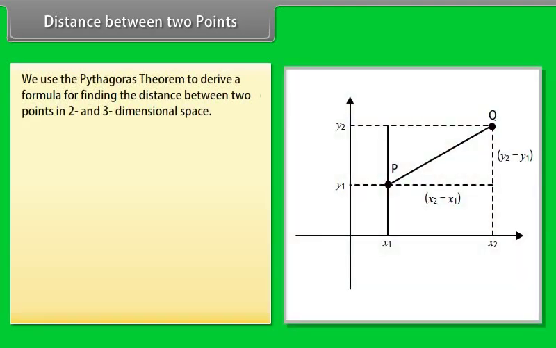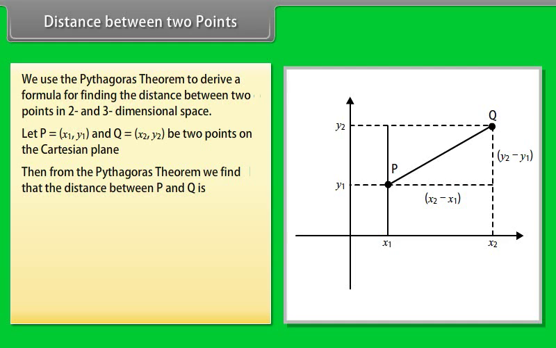Distance between 2 points. We use the Pythagoras theorem to derive a formula for finding the distance between 2 points in 2 and 3-dimensional space. Let P is equal to x1, y1 and Q is equal to x2, y2 be 2 points on the Cartesian plane as shown in the figure. Then from the Pythagoras theorem, we find that the distance between P and Q is PQ is equal to square root of x2 minus x1 square plus y2 minus y1 square.